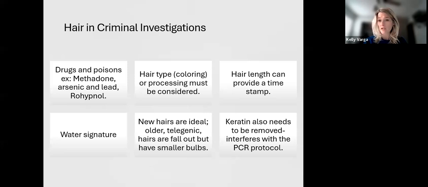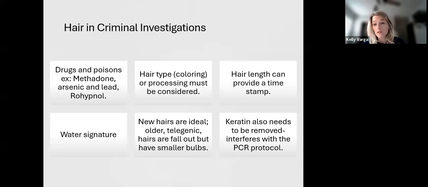We can look at hair type. So again, what is the color of that individual's hair? Do they process it? Do they dye it? Again, can all lead us back to understanding location states, understanding who saw them last potentially. Hair length can provide an overall timestamp, even simple things as water signature. This is a record. This is with you, right? This takes time to grow. And so this does provide a record and record keeping.